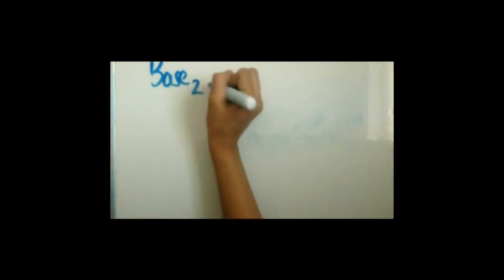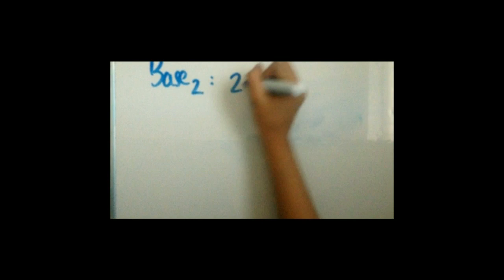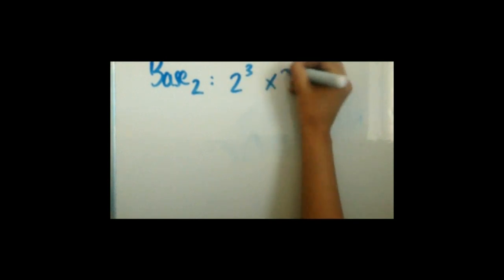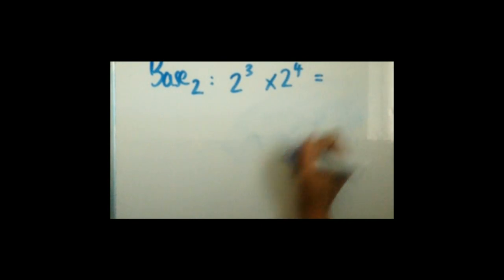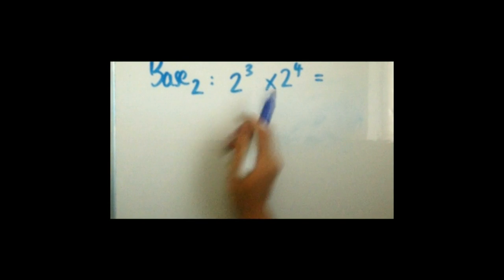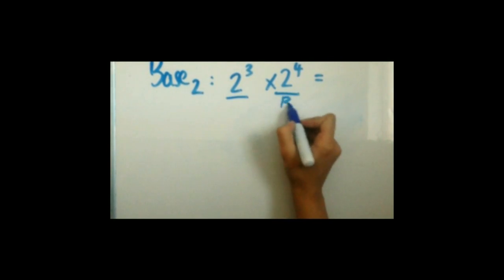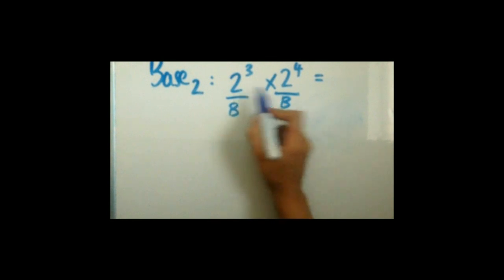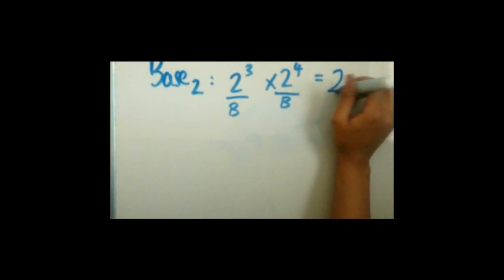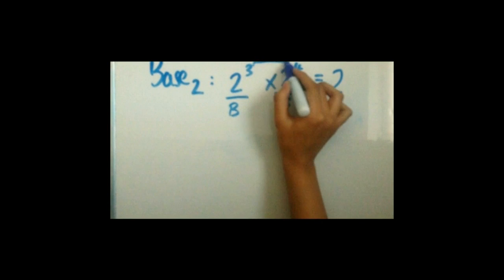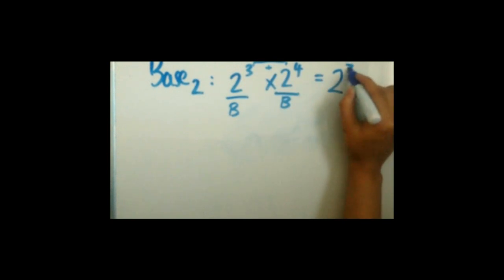What you guys should know about binary is it's always in base 2. So if it was 2 to the power of 3 times 2 to the power of 4, now because in laws of indices, if the base is the same in both cases, the base stays the same for the answer, but the indices you add them together. So that's 2 to the power of 7.